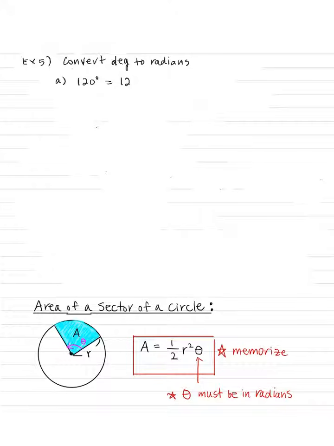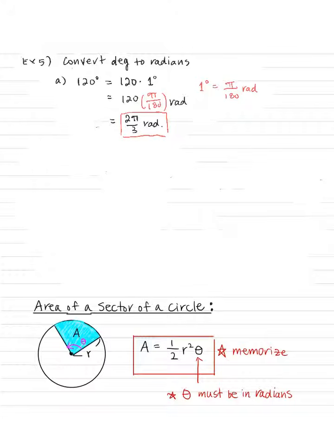So this is 120 times 1 degree. Okay, but remember, 1 degree is how many radians? Pi over 180. Okay, keep that in mind. So this is the same thing as 120 times pi over 180 radians. So which is what? 120 pi over 180, which gives us 2 pi over 3 radians. So, 120 degrees is equivalent to 2 pi over 3 radians.